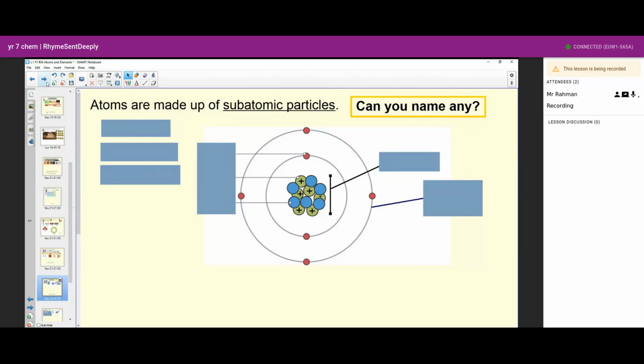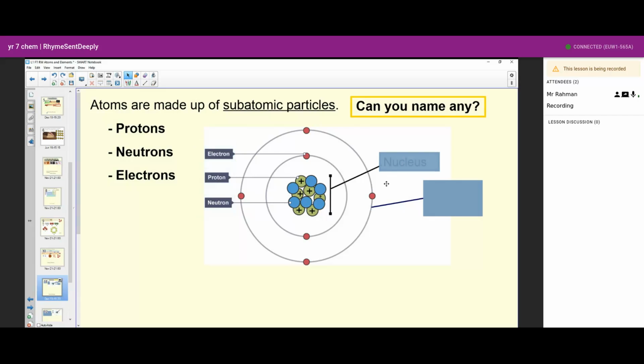So what is this a diagram of? Have you ever seen this picture before? This is a diagram of an atom, which is the smallest particle that we can no longer cut, that we were talking about before. An atom is made up of smaller particles known as subatomic particles. It's made up of protons, neutrons, and electrons as well. In the middle here we have the nucleus. It is made up of neutrons, which are these small blue particles, and it's also made up of protons, which are these green positive particles.